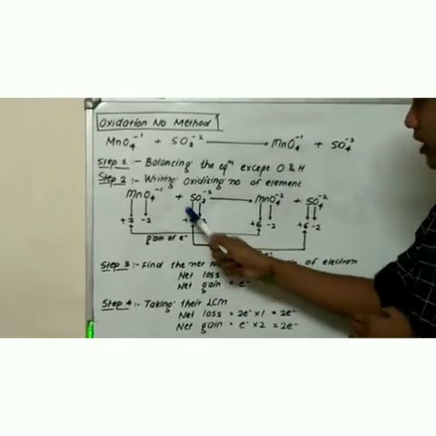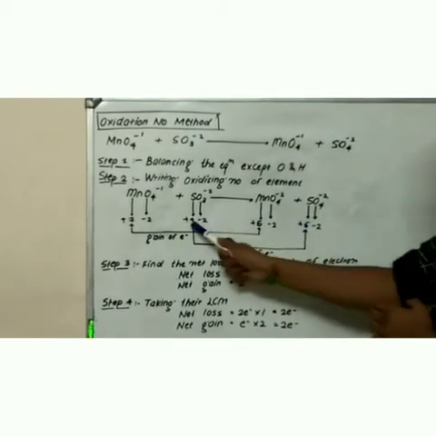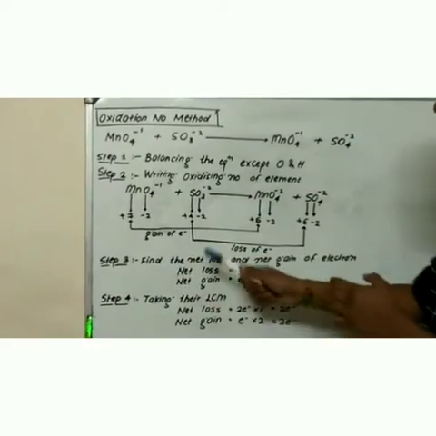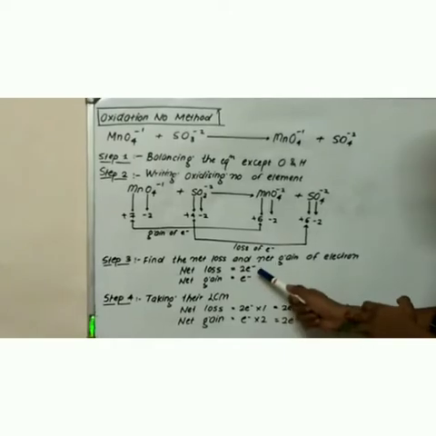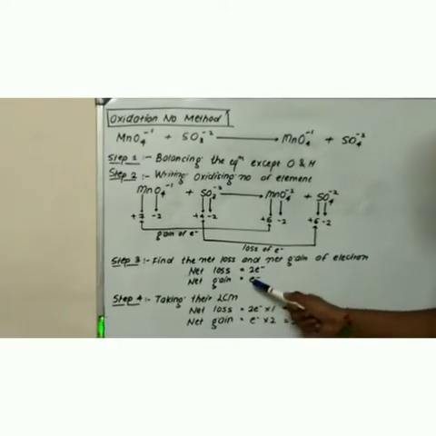In comparison, in sulfur there is a loss of electrons. Here you can easily calculate: 6 minus 4 equals 2, that is, a loss of 2 electrons. Step 3 is nothing but writing the net loss and net gain. So the net loss is 2 electrons and the net gain is 1 electron.